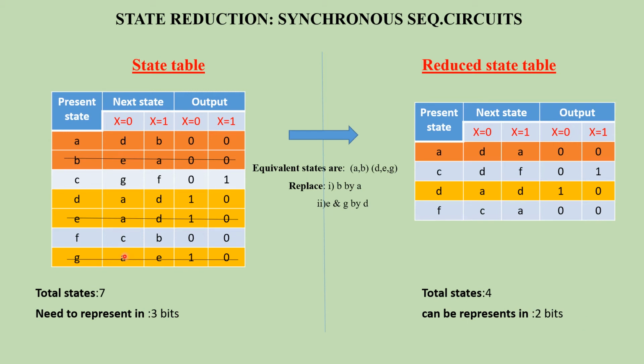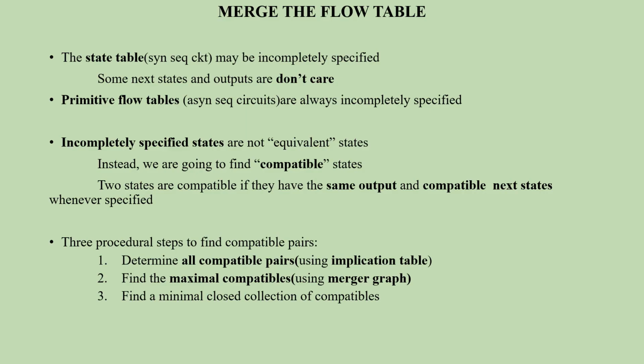So this is how it is getting reduced in synchronous sequential circuits, right? Clear? Now, what is merge the flow table? How can this be done when an asynchronous sequential circuit is coming into the picture, right?